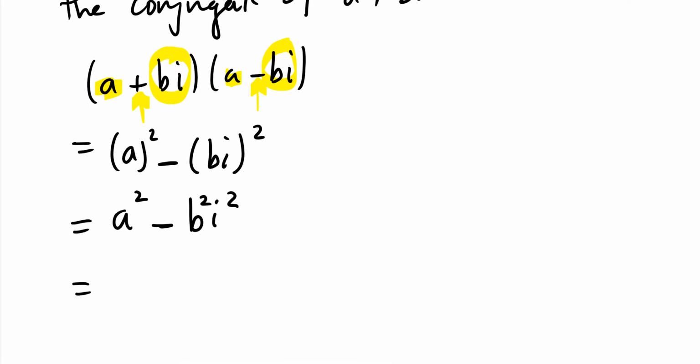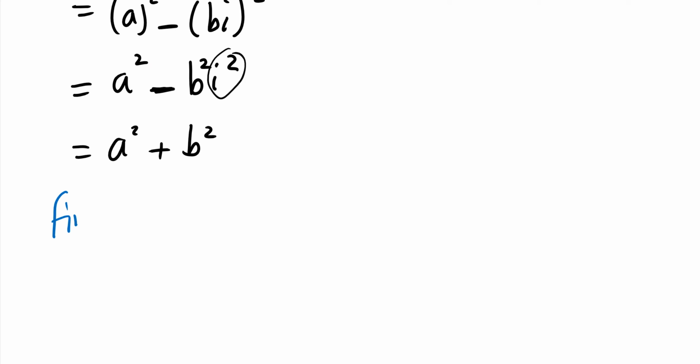So what do we get? This stays the same. I squared is negative 1. By negative, that becomes positive. So that gives us a squared plus b squared. So if we are asked to find the conjugate, you don't have to memorize this formula up there, but just an application. Find the conjugate of each of the following.